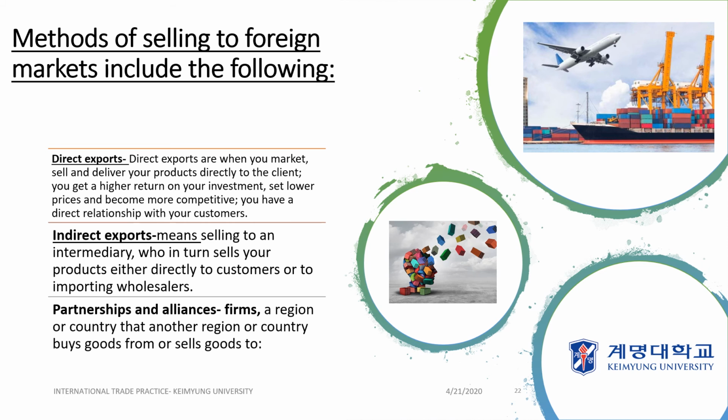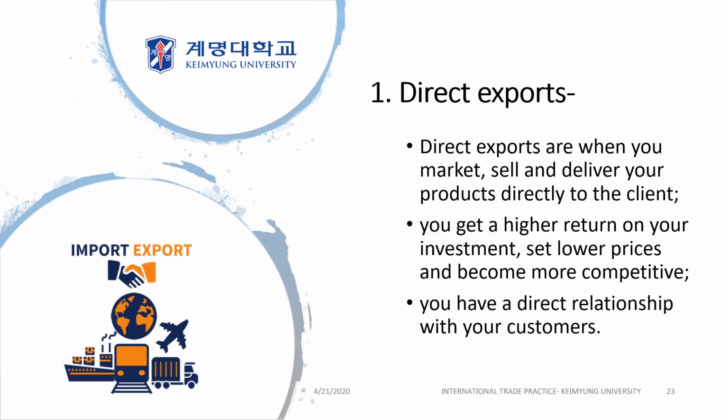Okay, you could look for a company in a particular region or a country that will buy your goods, and they're going to sell your goods. Okay, so that is partnership and alliances. So one by one, let us describe the advantages and disadvantages of using this market entry strategy, or how we are going to sell our products or goods in other countries.